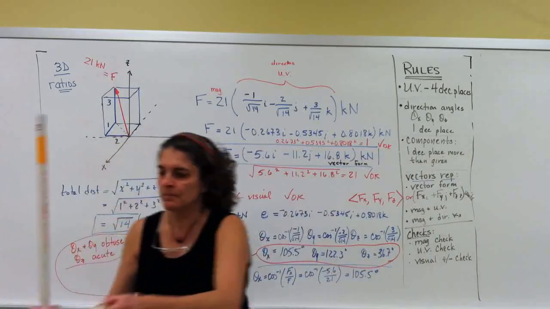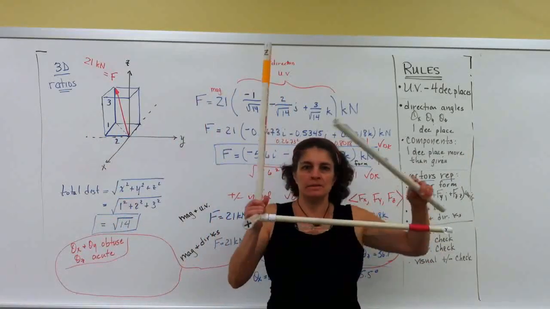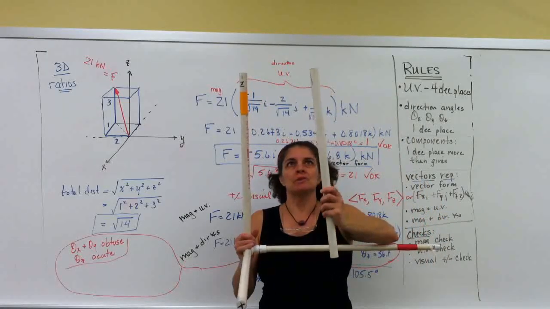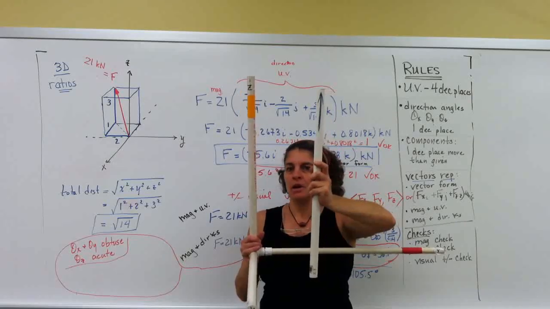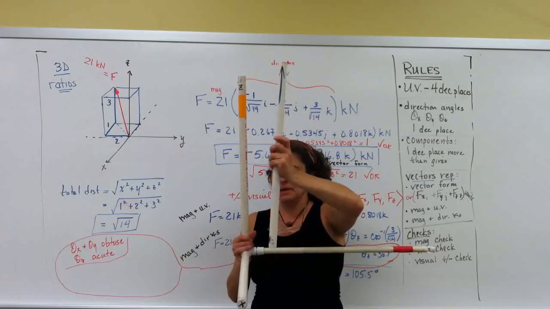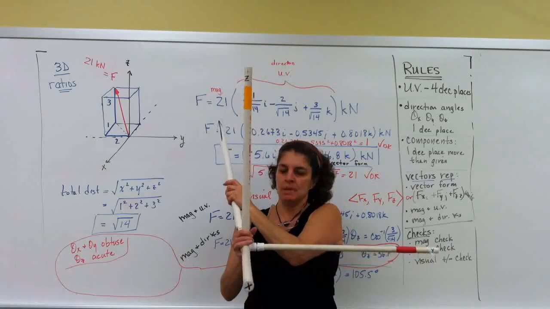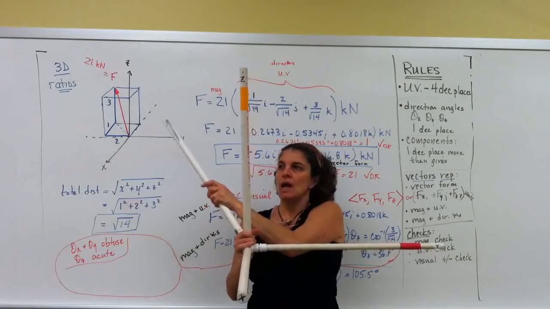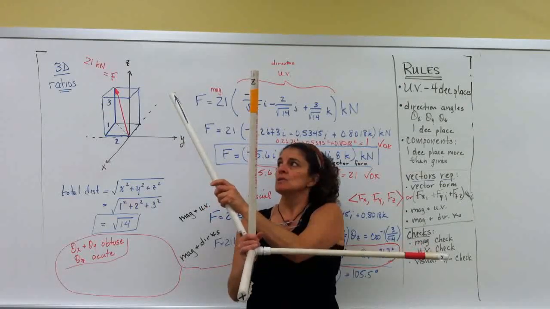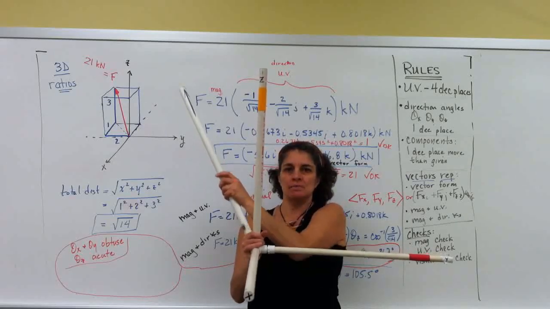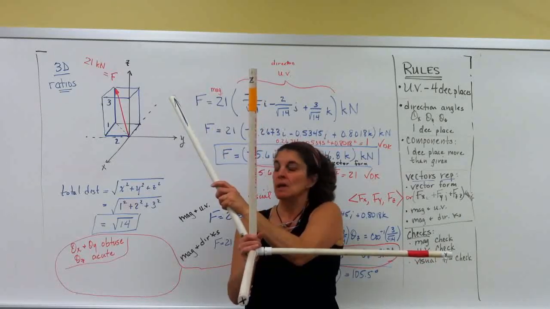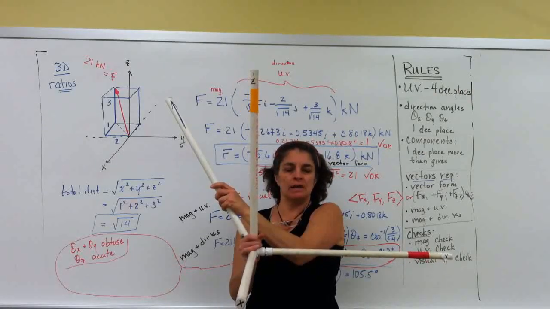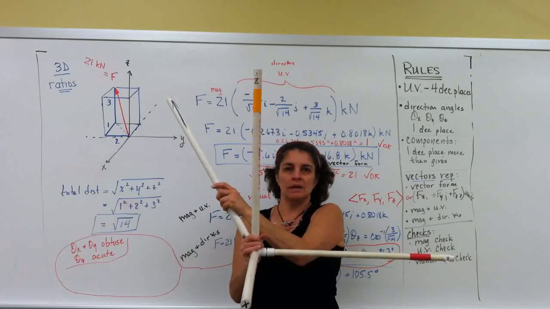Let's look at it again, maybe you can see this. So here's my x-axis, here's my y-axis, and here's my z-axis. Here's my force. You see the arrow on here? This is my force. We know that it is going in the negative x, so it's going back towards me. We know it's going in the negative y direction, and it's going in the positive z direction. So does this make sense? The location that I put this PVC pipe, this force vector, is the same as that.